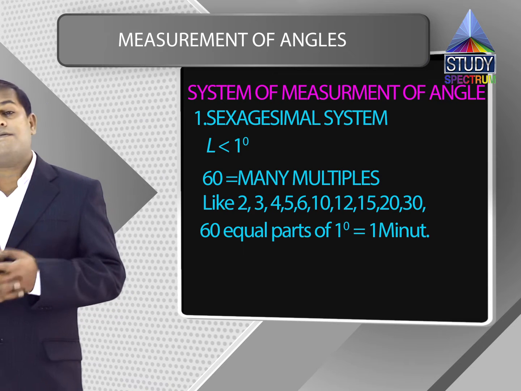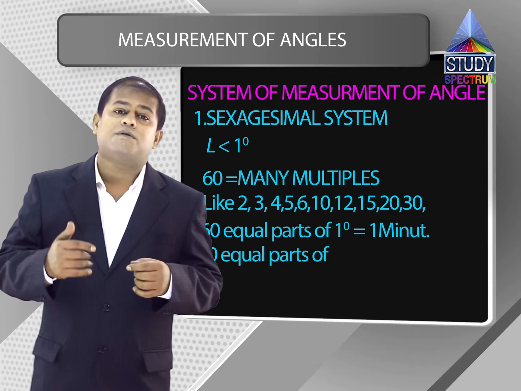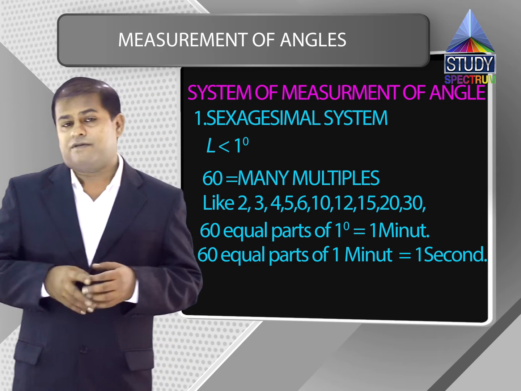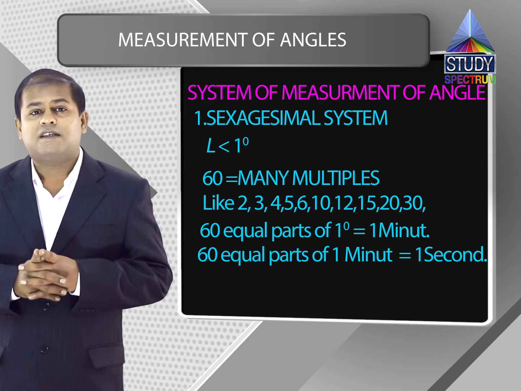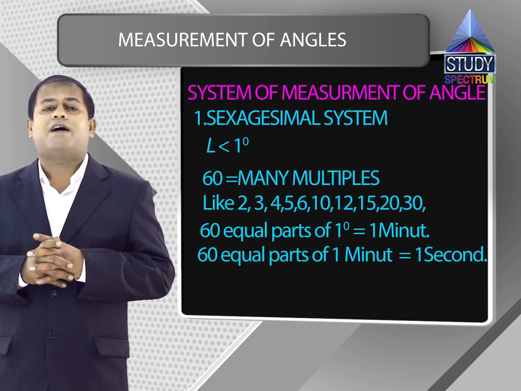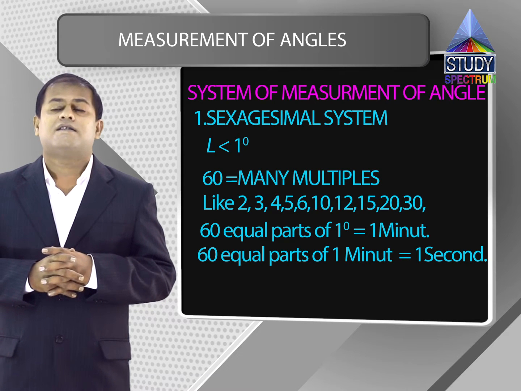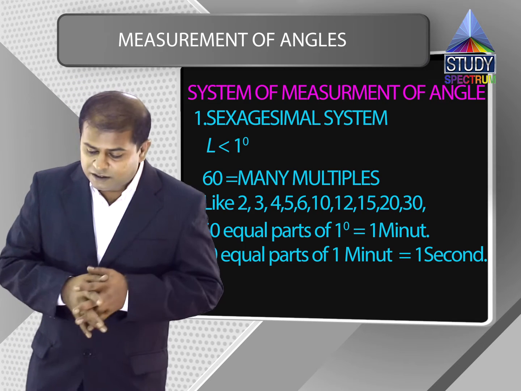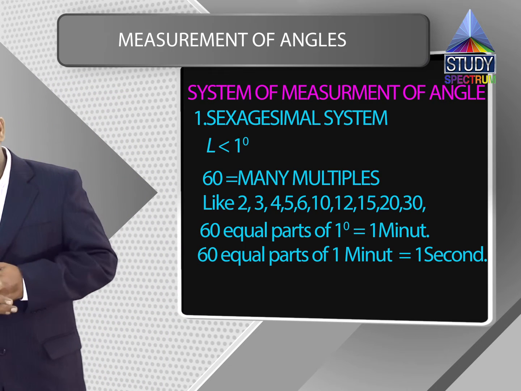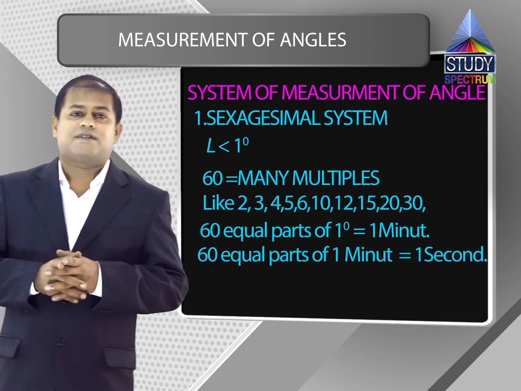Then they divided the minute further. Once again, they divided the small measure of 1 minute into 60 equal parts, and one part was read as 1 second. Right? So 1 minute was divided into 60 equal parts, and one part was read as 1 second.